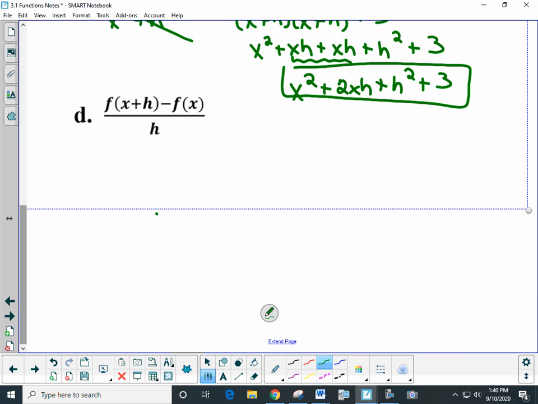This is something that you are going to see more of once we hit AP Calculus. I can't get my little dotted line. Oh, there we go. This formula is actually part of a calculus definition.